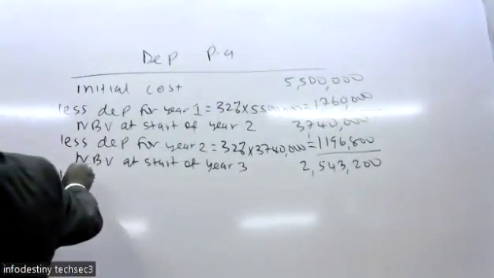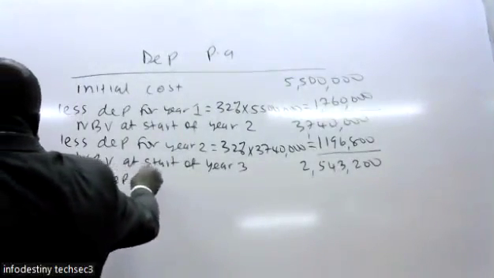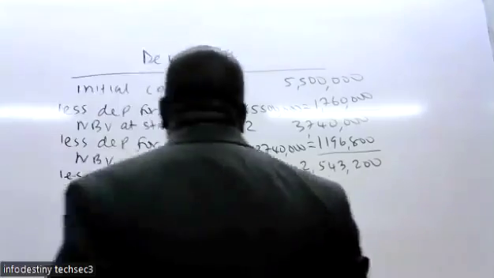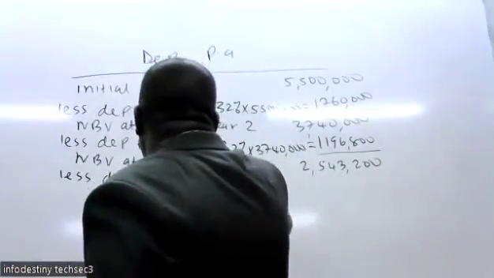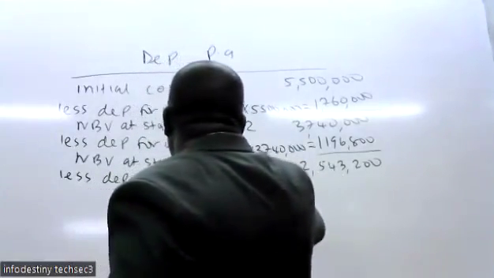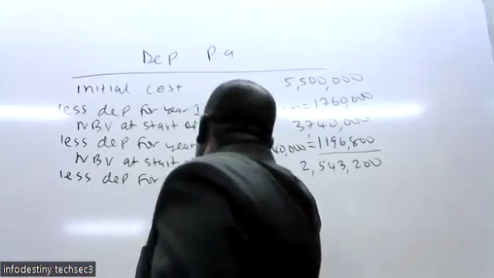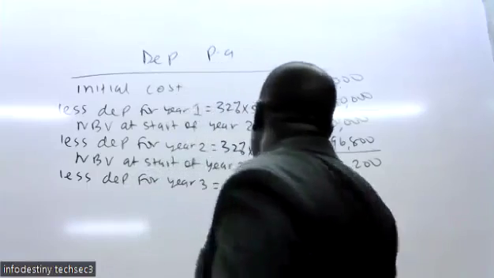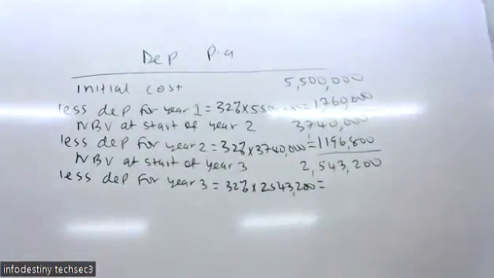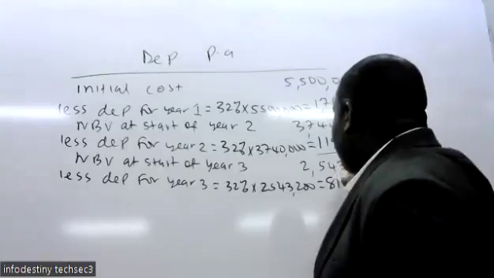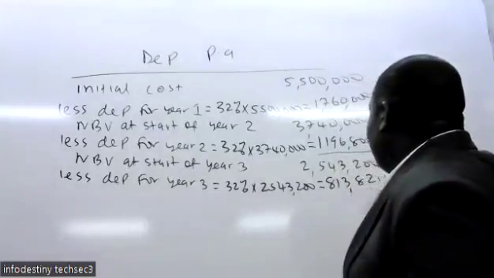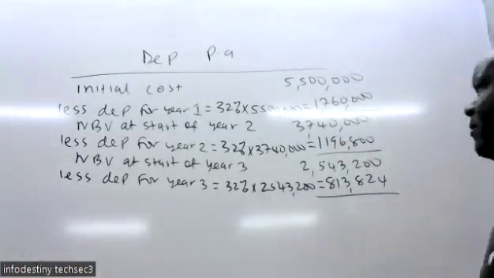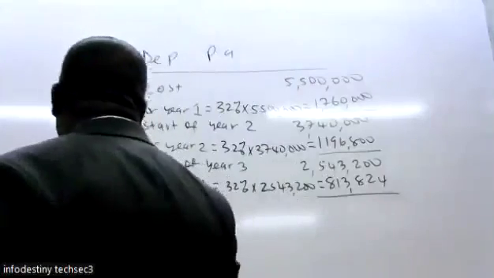So depreciation for year 3, you also get 32% of 2,543,200, which is 813,824. So when you less, we get the net book value at the start of year 4.